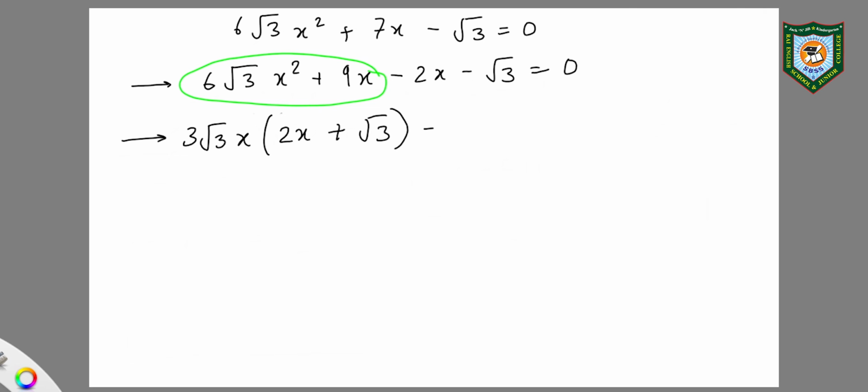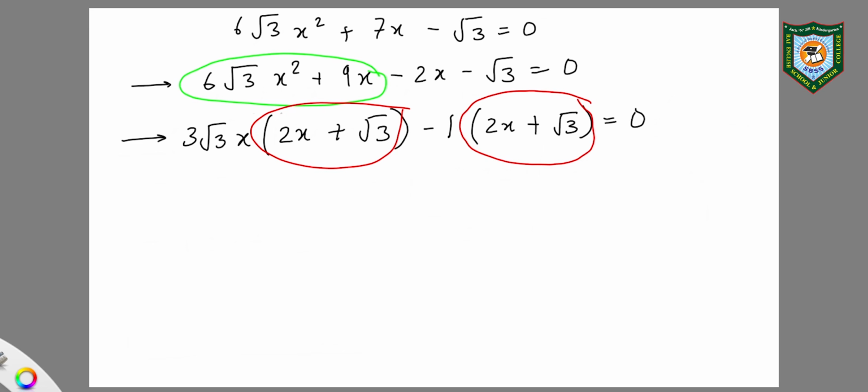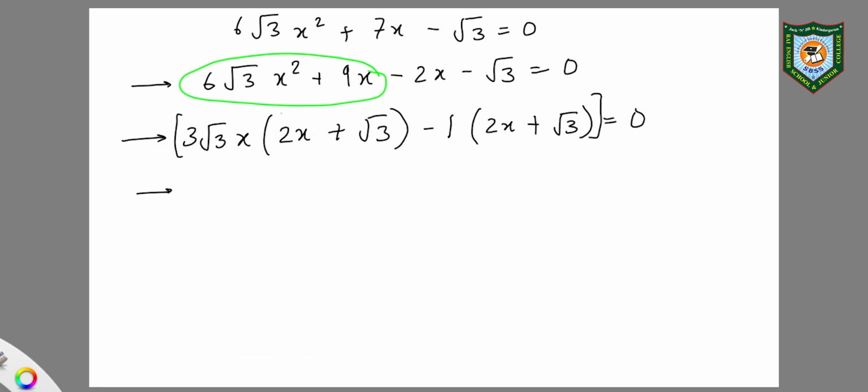And on this side, I can take minus 1 common, and inside I am left with 2x plus root 3, which is equal to 0. Whenever we solve quadratic equations, what is important is that these two terms have to be the same, and according to these two terms, my common values should come outside the bracket so as to factorize the whole quadratic equation. Now once I get this, this is my big bracket. As we can see, 2x plus root 3 is common, so I can write 2x plus root 3 into 3 root 3x minus 1 is equal to 0.